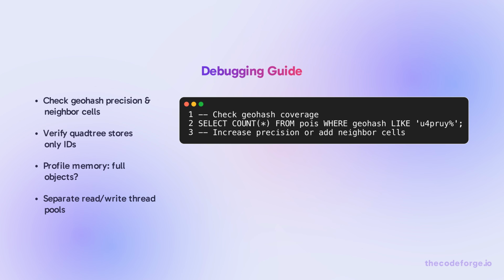When debugging, first check if your geohash precision matches the radius and if you're querying neighbor cells. For quadtrees, verify that only IDs and coordinates are stored. Use profiling to check memory usage, and ensure read and write thread pools are separate.